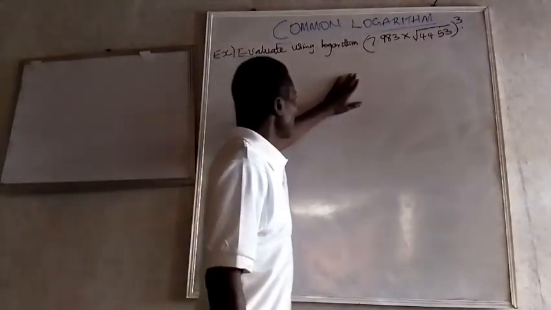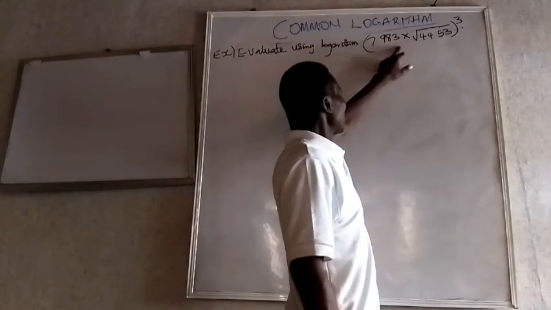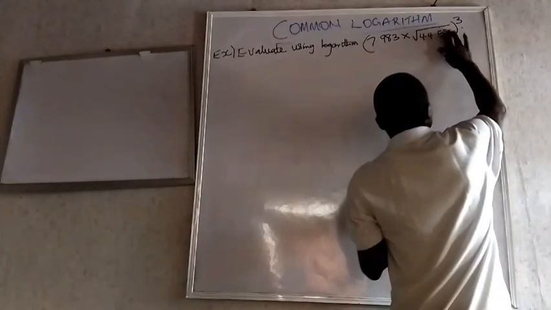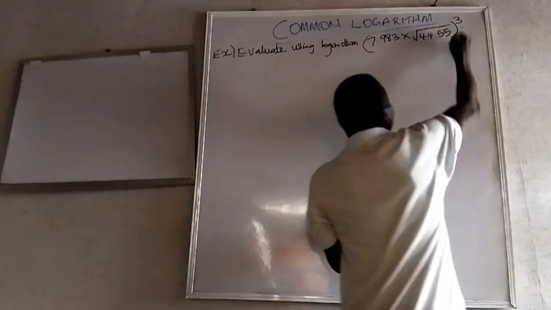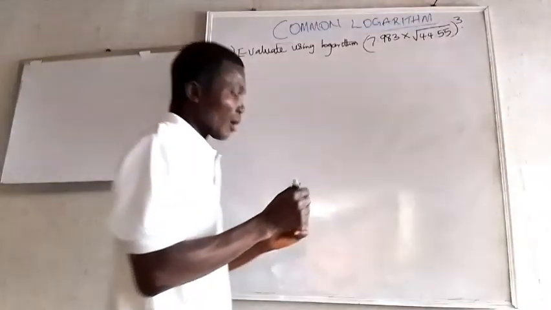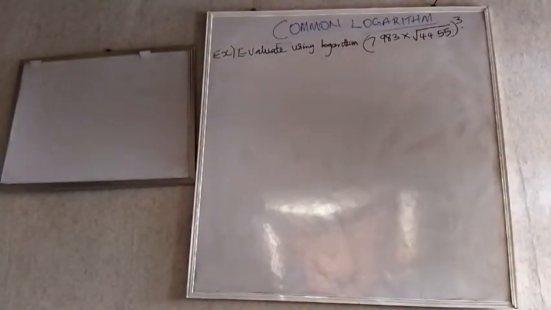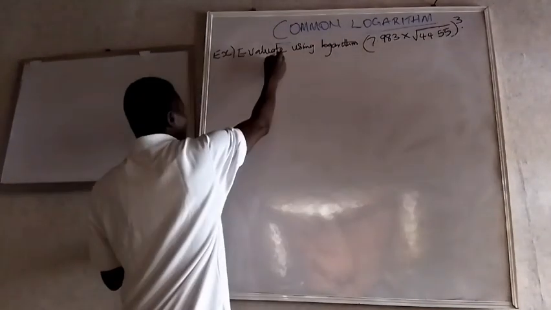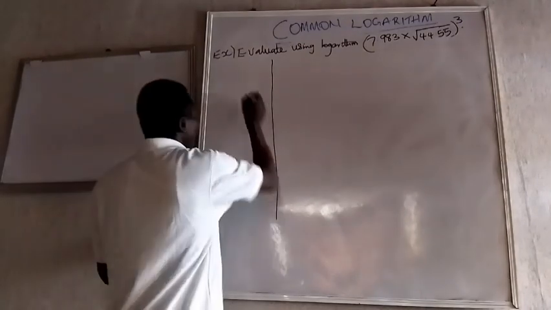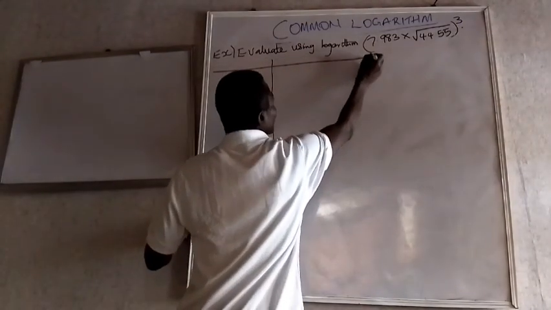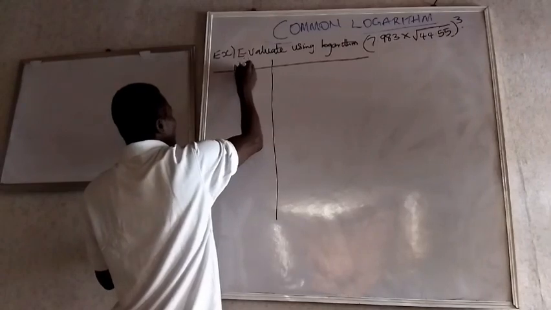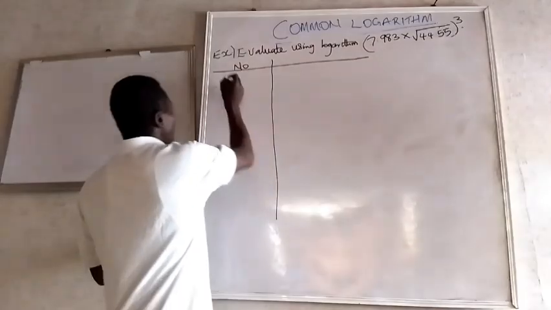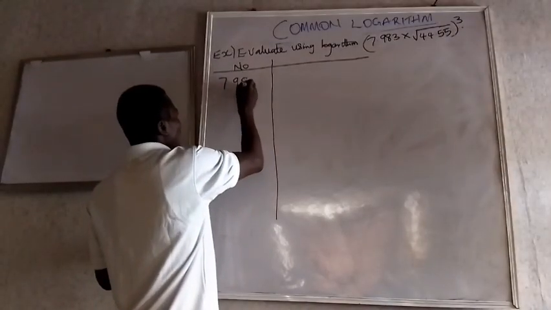Evaluate using logarithm: 7.983 times the square root of 44.55, all raised to power 3. Now, what do we do? We make a table for our work to be neat. The numbers we are going to work with: we have 7.983.